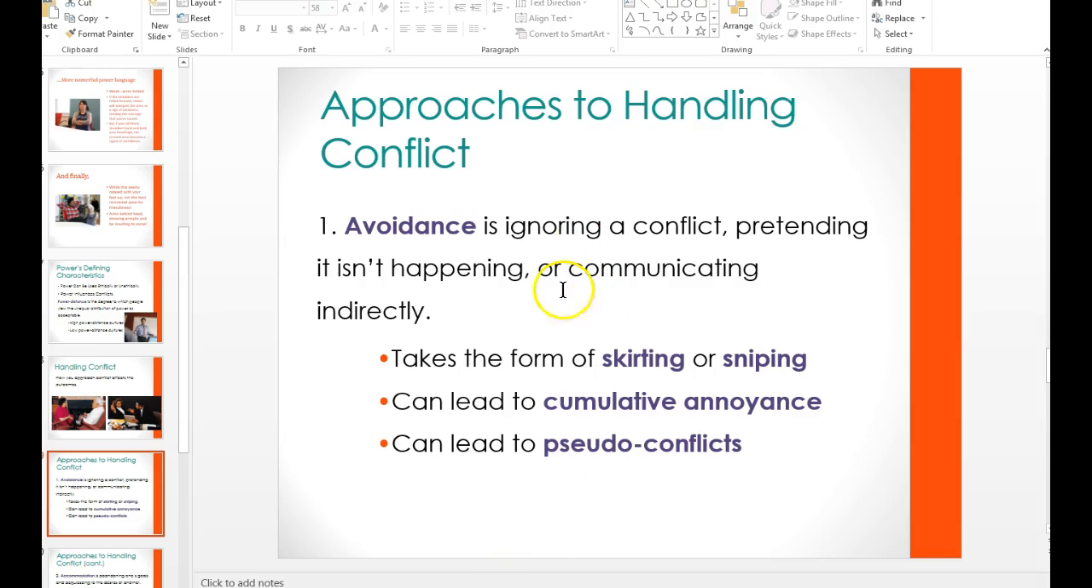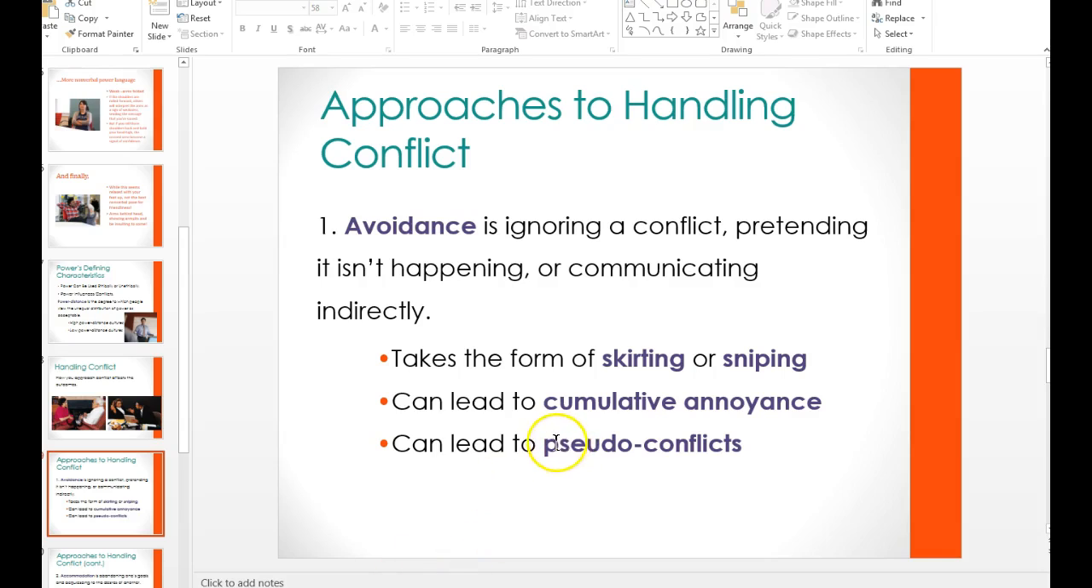For example, skirting or sniping, changing the subject, making a joke about it. You can leave the scene, just walk away. Avoidance is probably the most common way of handling a conflict. This can lead to cumulative annoyance, where you end up getting more annoyed, more annoyed, and then you end up blowing up.